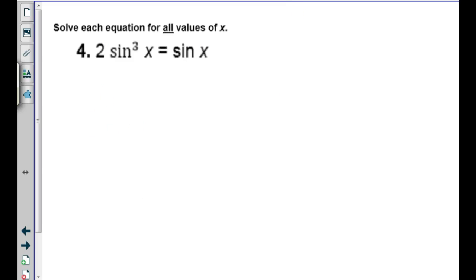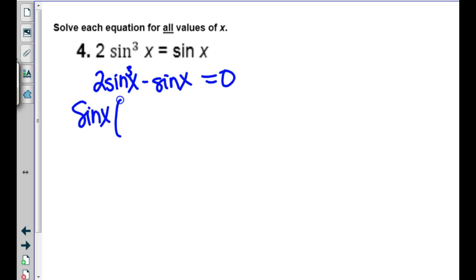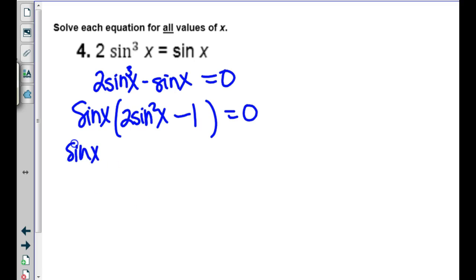All right, what's somebody going to do here that we shouldn't do? I think I've talked about it several times. Divide by sine of x. What we need to do instead is subtract it over to the other side, then factor out the sine of x so we don't lose any solutions. What will it say after we factor out the sine of x? 2 sine squared of x minus 1. Okay? So we have the sine of x equals 0, or 2 sine squared of x minus 1 equals 0.